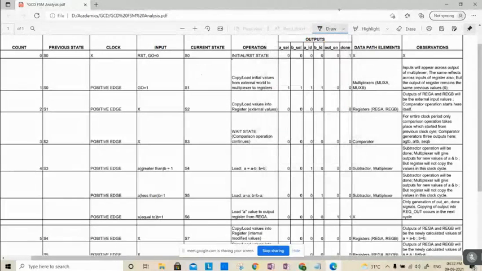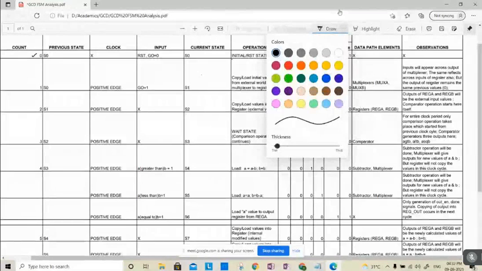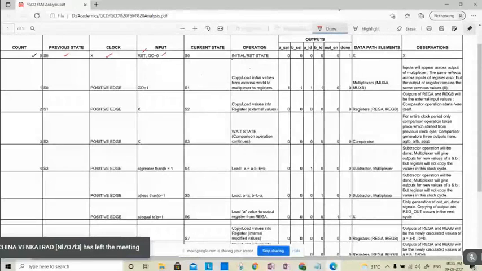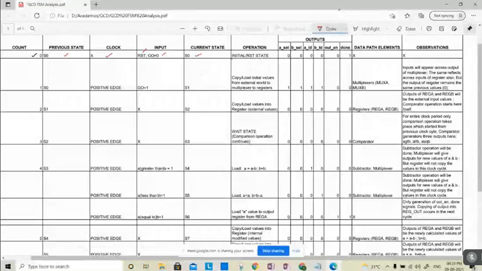See this. Whenever the count is equal to 0, count in the sense the clock count, the previous state, the S naught, will be the initial state. If the clock signal is not given, no positive edge, and the reset value is equal to 1 or go value is equal to 0, whatever the condition may be, it will be present in the same S naught state.